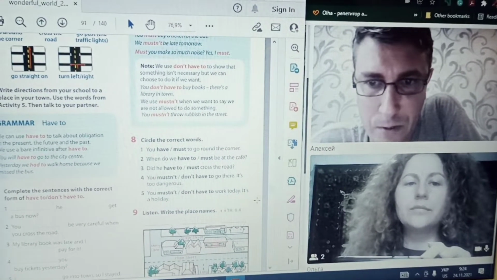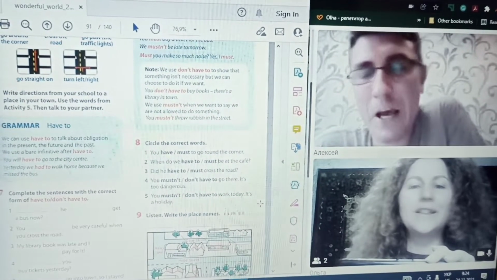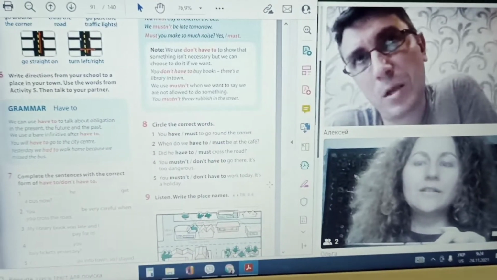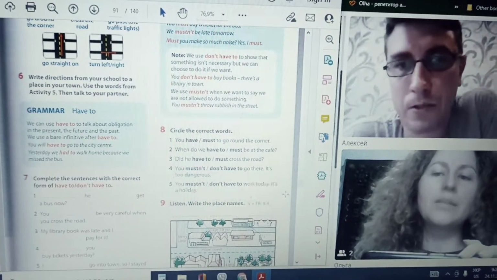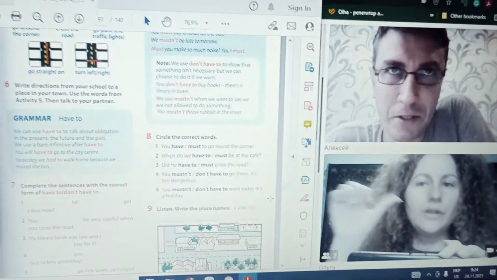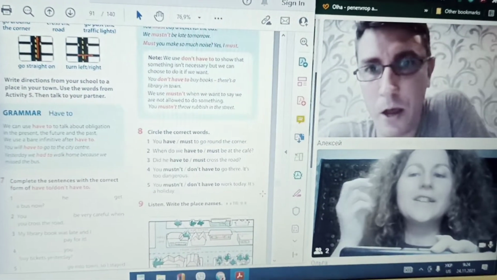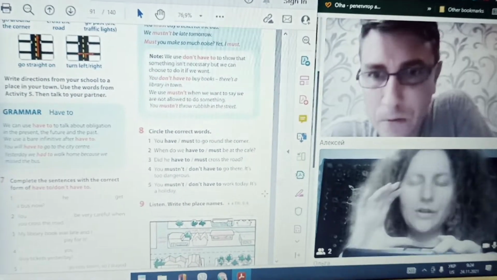Did he must cross the road? No, we never use must in the past. Please, can you repeat these rules to me? I didn't understand any rules, exceptions. Of course. Okay, let's go.